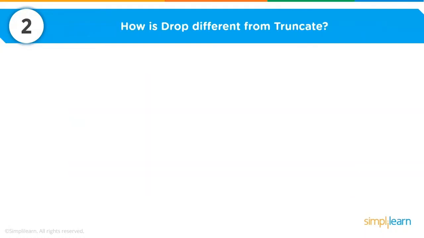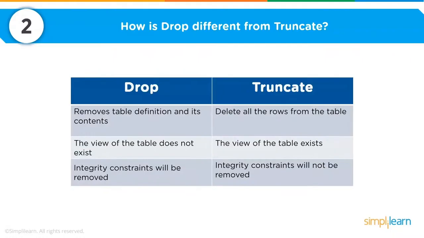Now moving to our next question, which is how is drop different from truncate? So drop and truncate are two different commands. So drop command is used to drop the whole table, removing the table definition and its contents, while truncate deletes all the rows from the table.